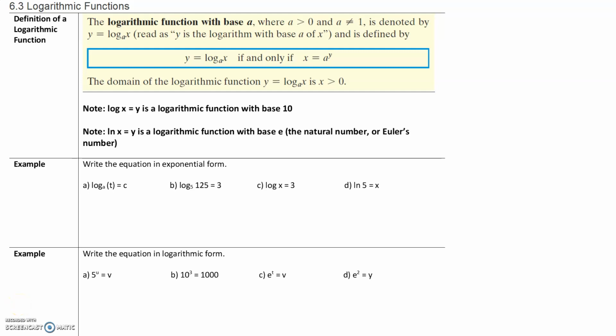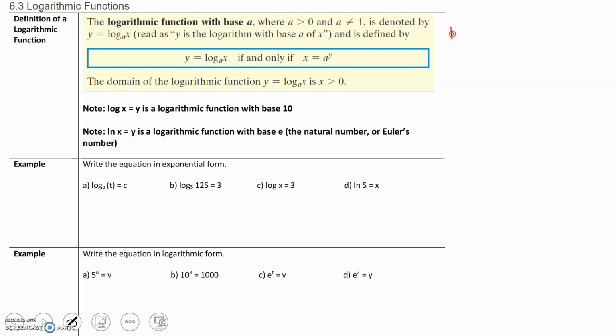In section 6.3, we will start talking about logarithmic functions. First off, let's talk about the definition of a logarithmic function. The logarithmic function with base a, where a is greater than 0 and a not equal to 1, is denoted by y equals log base a of x. And this is read as y is a logarithm with base a of x, and is defined by y equals log base a of x if and only if x equals a to the y power. Okay, so let's break that down.